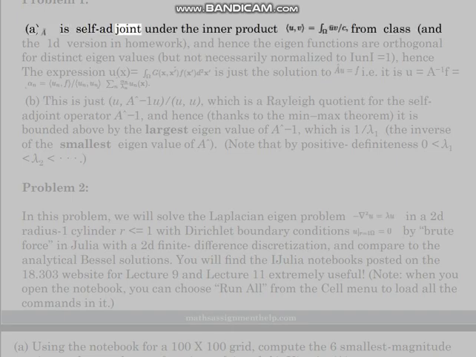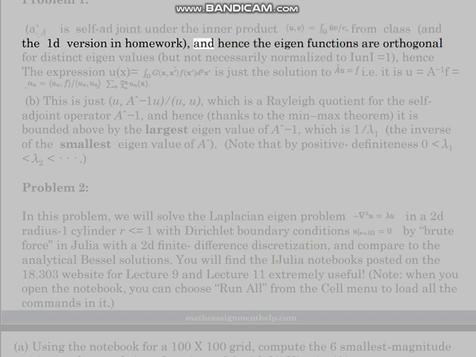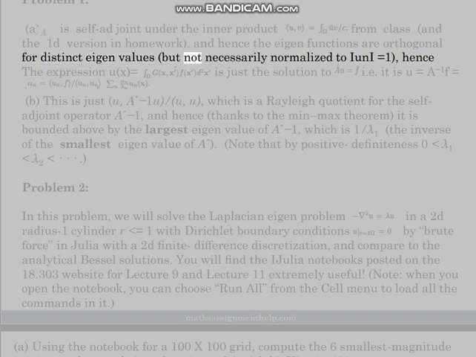Problem 1. A is self-adjoint under the inner product from class and the 1D version in homework, and hence the eigenfunctions are orthogonal for distinct eigenvalues, but not necessarily normalized.